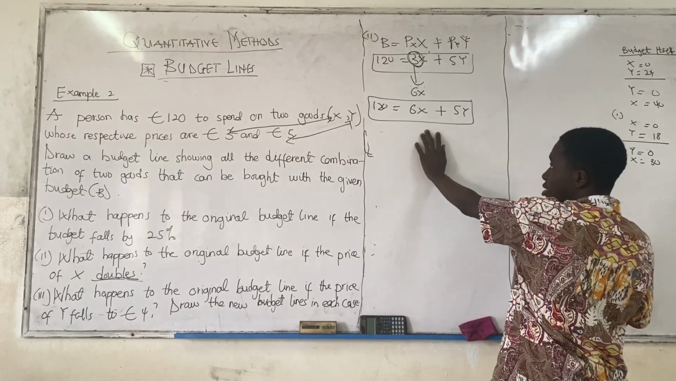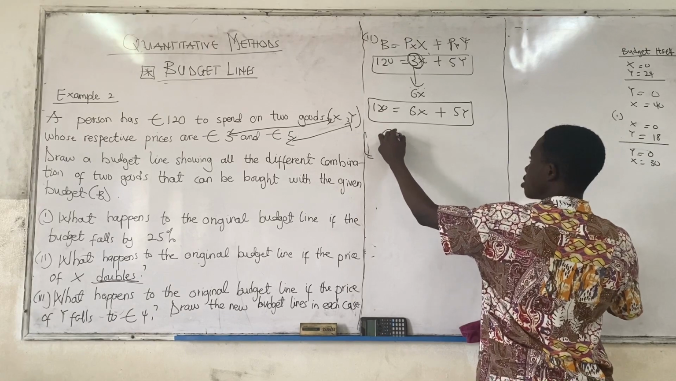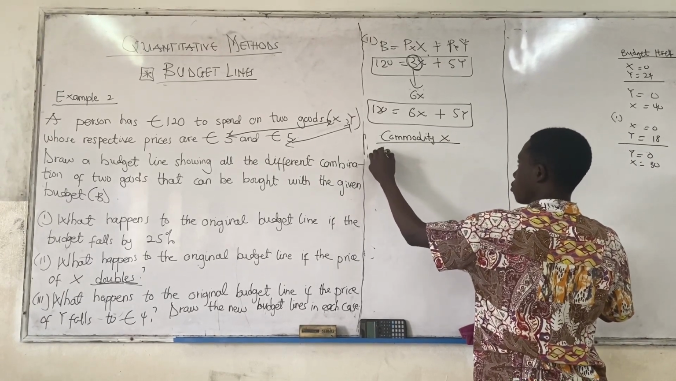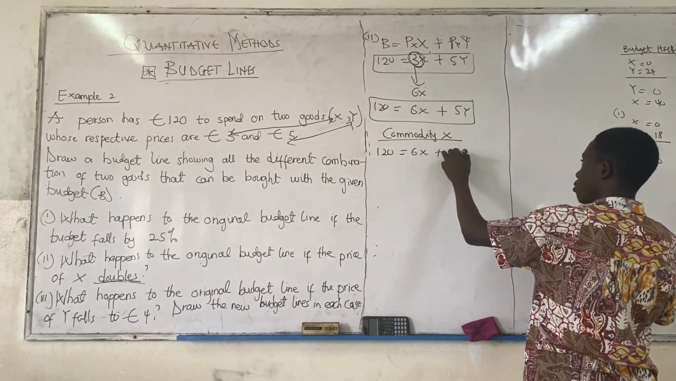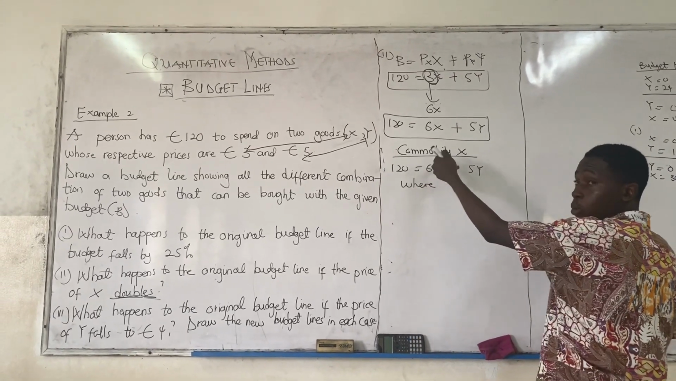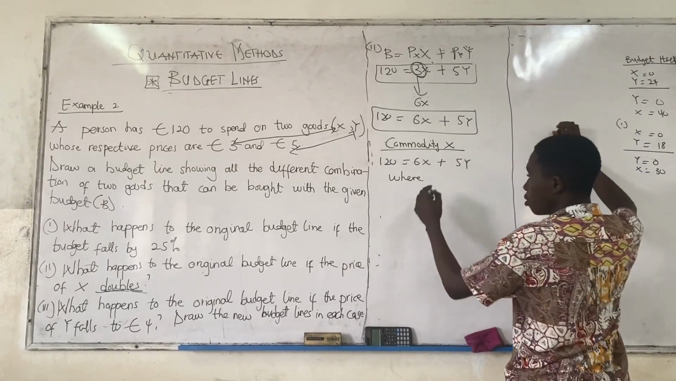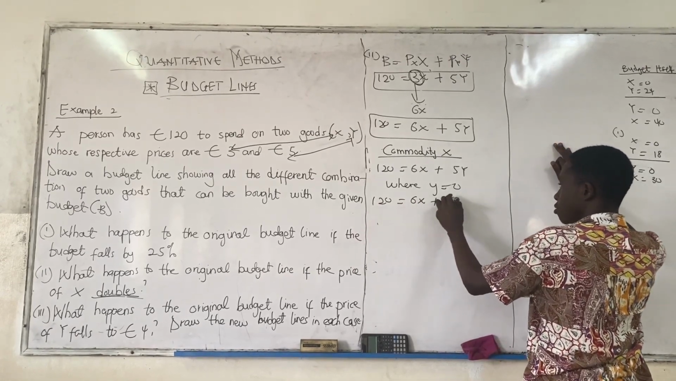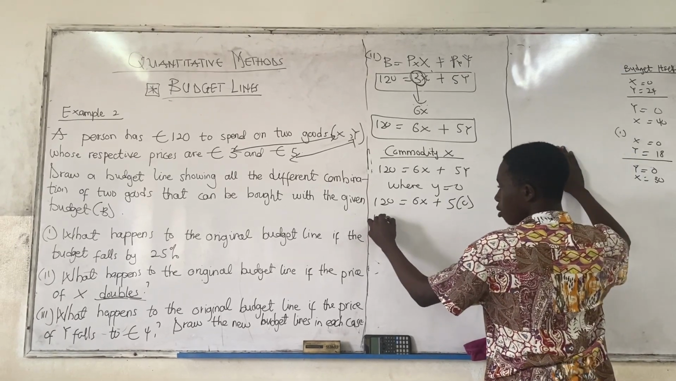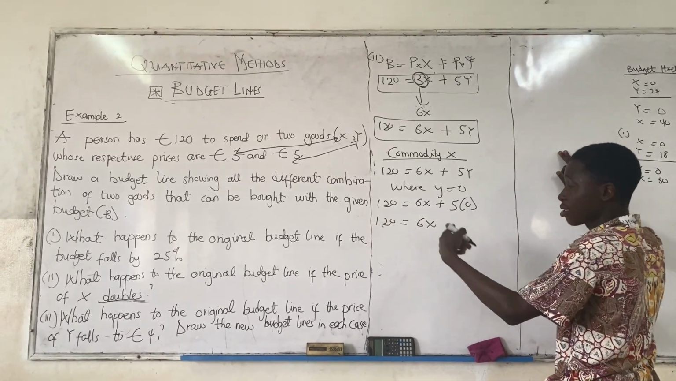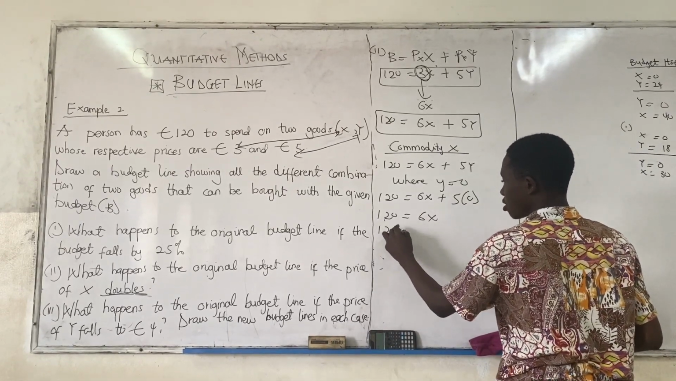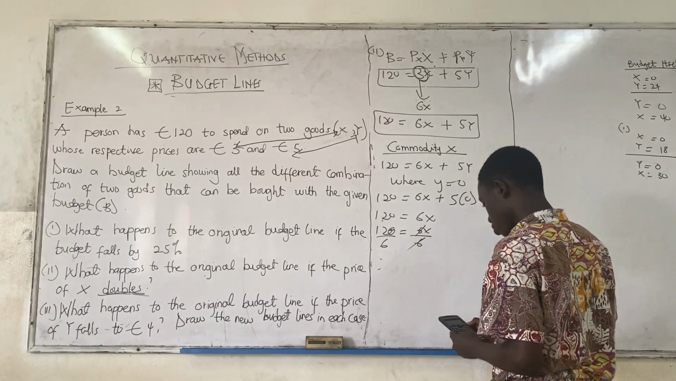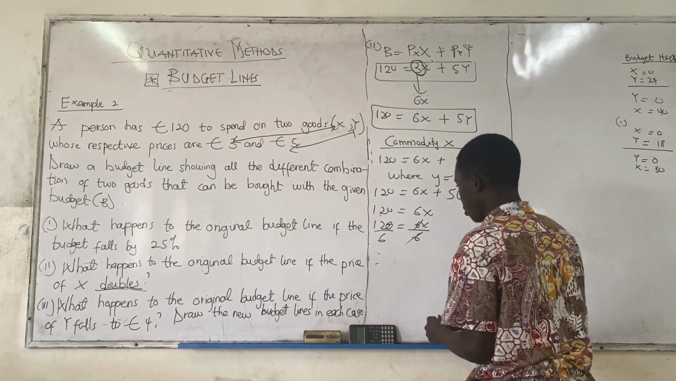So you also need to find x and y for this side also. So commodity x. Where you're looking for commodity x, we make the opposite, which is y, 0. So where y is equal to 0, you have 120 is equal to 6x plus 5 times 0. You get 120 is equal to 6x. Divide both sides by the coefficient of x. So 120 divided by 6, I get 20. X is 20.